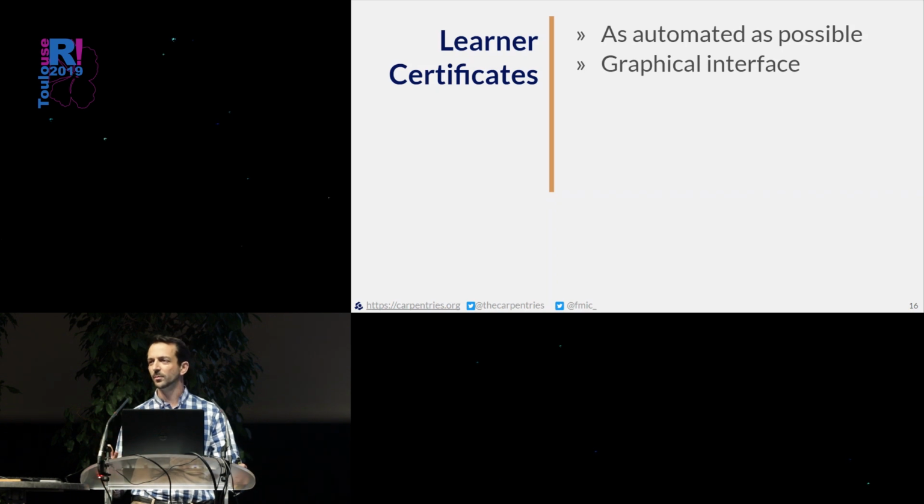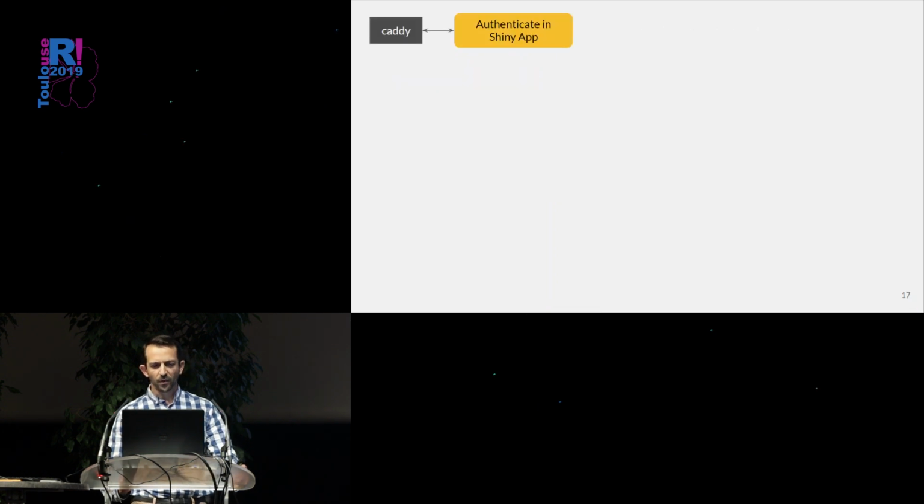We wanted to do this to be as automated as possible, and we wanted to have a graphical interface, so people who are less technical as part of the staff, or people who are volunteering with us, didn't have to use a terminal to generate this certificate. So for this, I created a Shiny app. We also didn't want anyone to be able to generate certificates, so I put the Shiny app behind authentication using the Caddy software for servers.